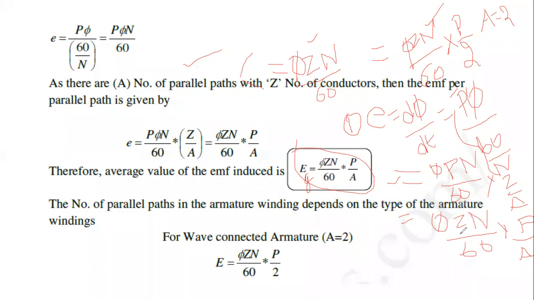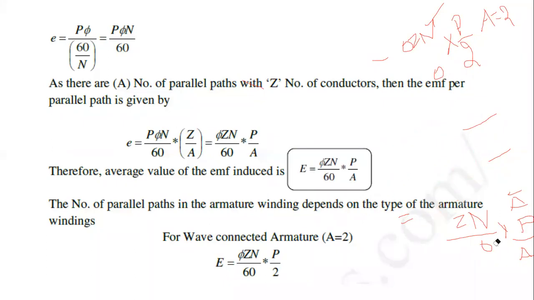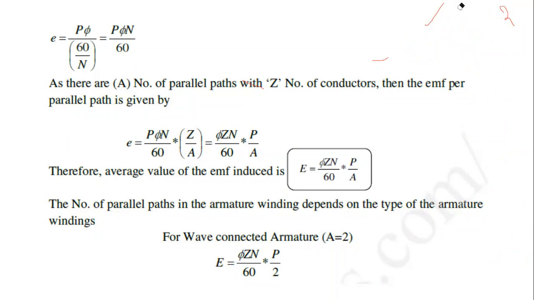This equation changes with the connection of the winding. In the wave winding, A is equal to 2. In the lap winding, A is equal to P. Understand? This is the EMF equation of a DC generator. It is a very, very important question from the exam point of view. Remember this formula, Eg equal to phi Zn by 60 into P by A. By using this formula, we can calculate the generated EMF in a DC generator.